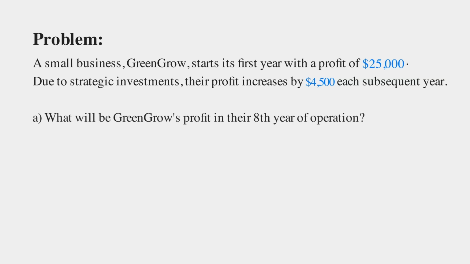This is a typical arithmetic sequence problem since we have a constant increase per year and it's asking for the profit in a specific year, which means we are looking for a term in the arithmetic sequence. Now we can identify our first term as $25,000 and the annual increase is $4,500, which is our common difference. And we want the profit in the 8th year, so n is equal to 8.